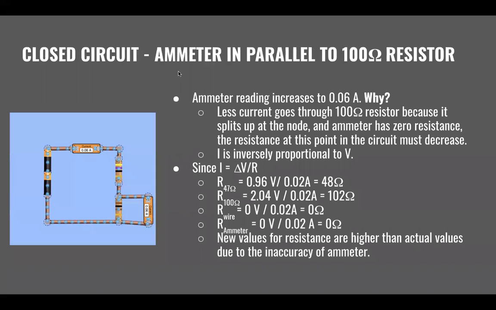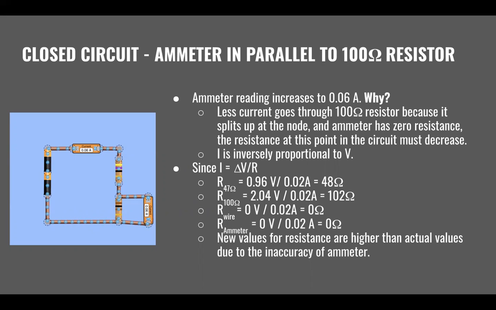The closed circuit ammeter reading in parallel to the 100 ohm resistor increases to 0.06 amps because less current is going through the 100 ohm resistor since it splits up at the node, and the ammeter has 0 resistance. And current increases because it is inversely proportional to V, so V must decrease.